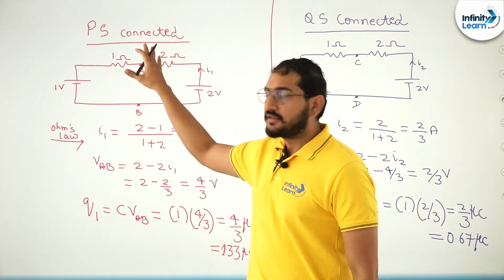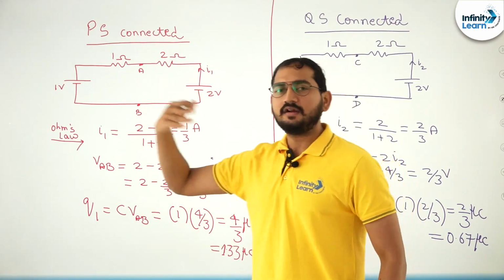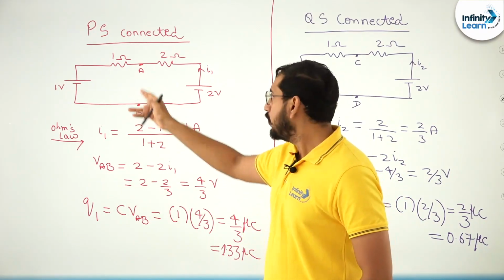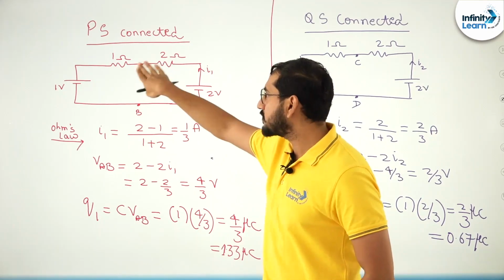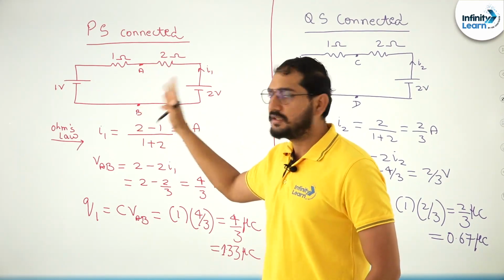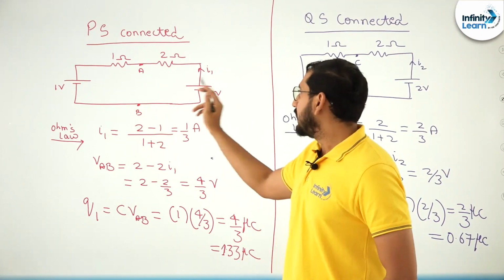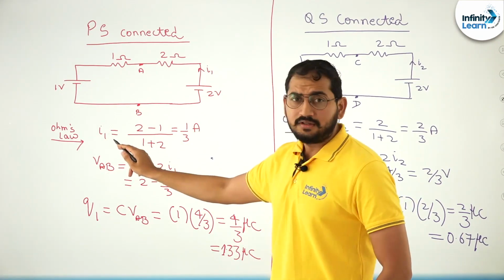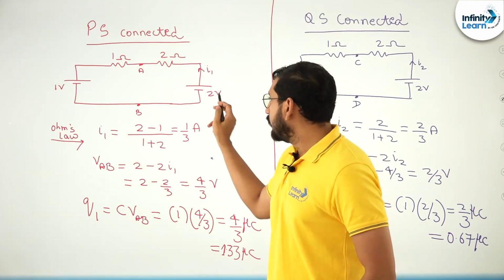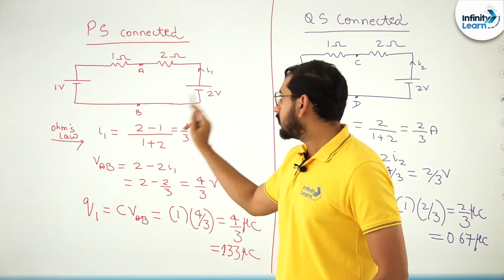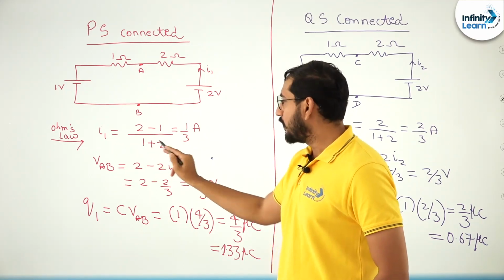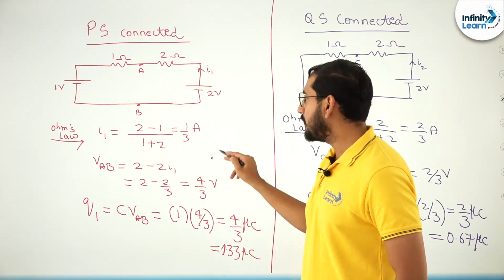In this case, after a very long time during steady state, the capacitor will be fully charged and there will be no current flowing, so we can remove this capacitor which is connected between these 2 points. Now the current will flow like this. I'll apply Ohm's law and calculate the value of I1. 2 volt, 1 volt, opposite polarity, so total voltage is 2 minus 1, and these two resistors are in series, so 1 plus 2, that will give me I1 as 1 by 3 ampere.